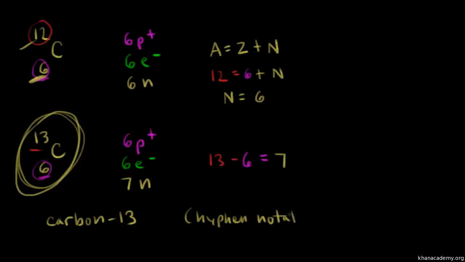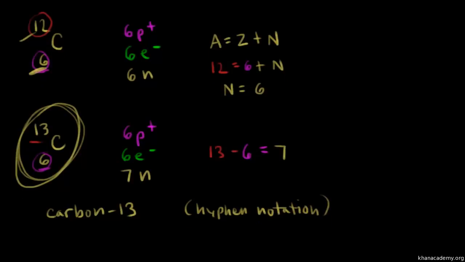All right, let's do one more example here. Let's do one that looks a little bit scarier. So let's do uranium, right? So U is uranium. The atomic number of uranium is 92. The mass number for this isotope is 235. So how many protons, electrons, and neutrons are in this atom of uranium?